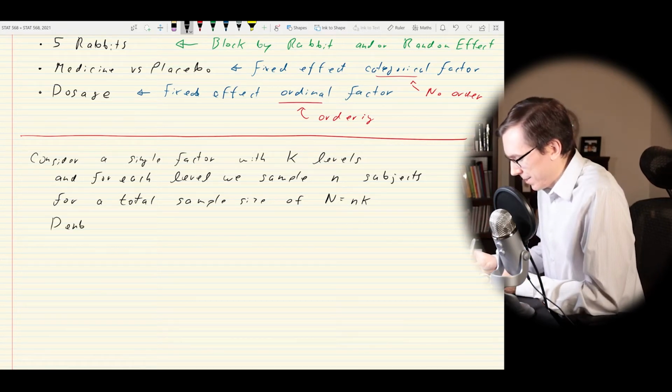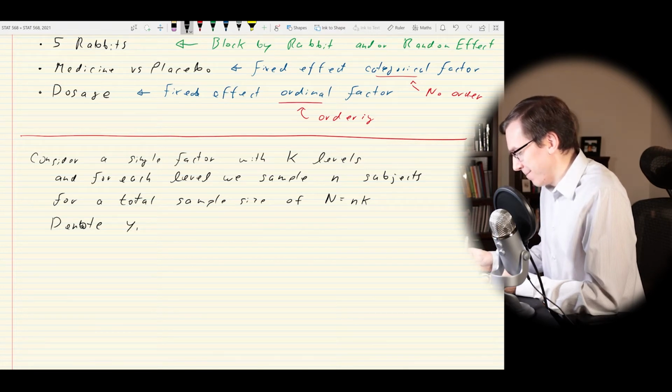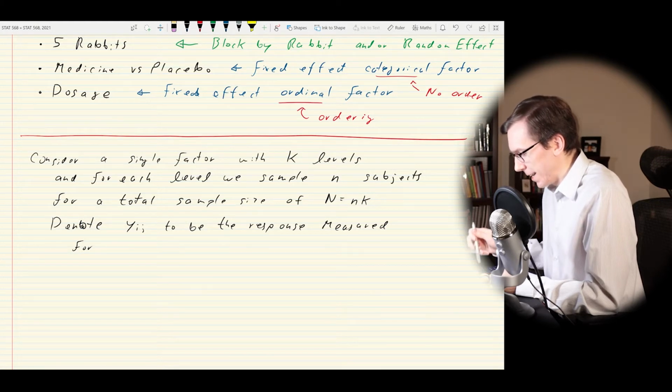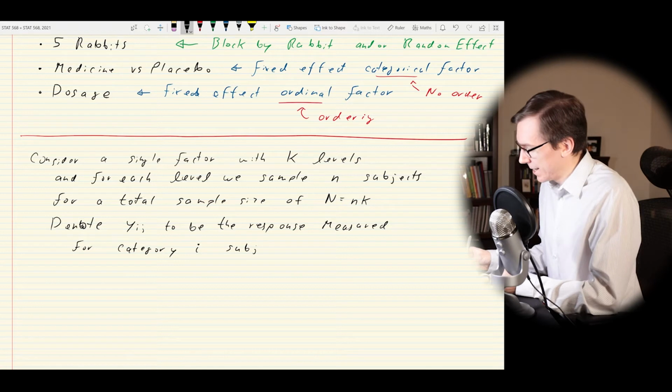And we'll denote, let's make sure I get this right, i from 1 to K and j from 1 to n. Okay, so we denote Y_ij to be the response measured for category i, that's the factor level, and subject j.